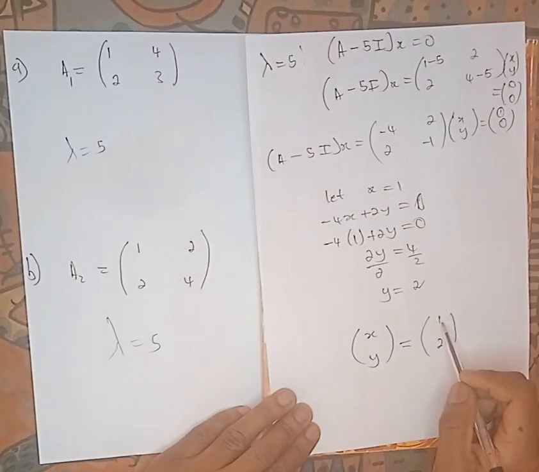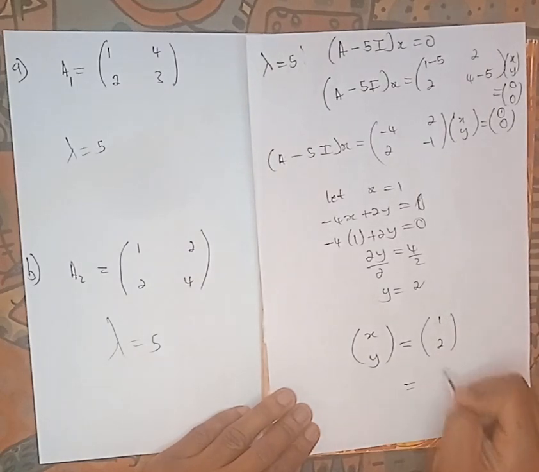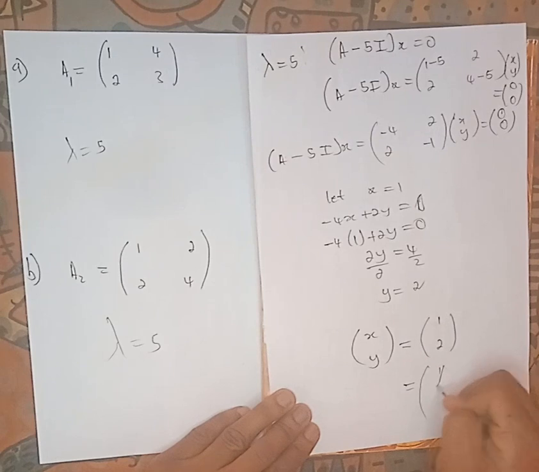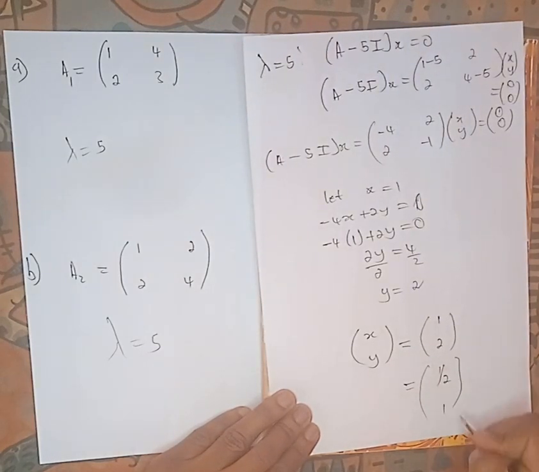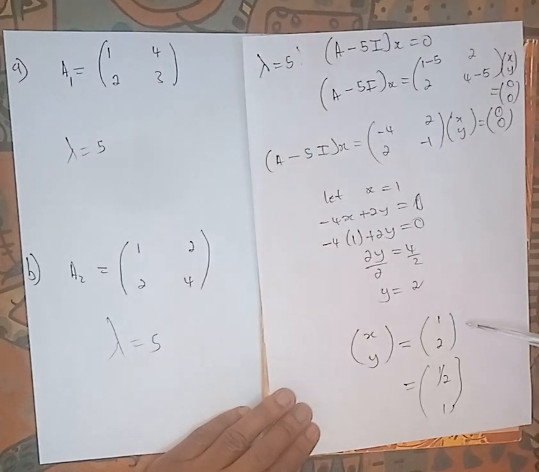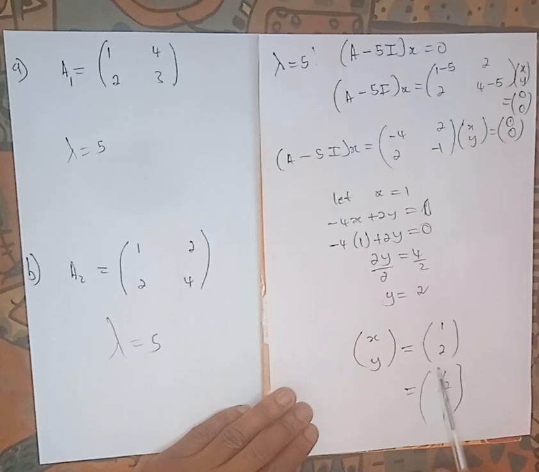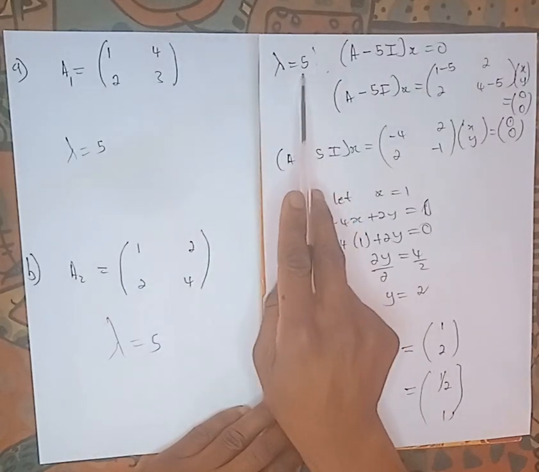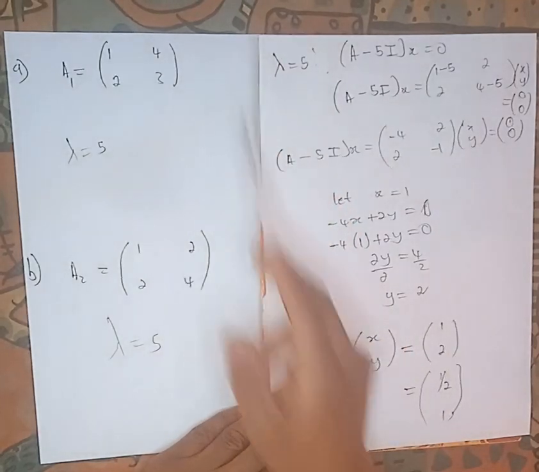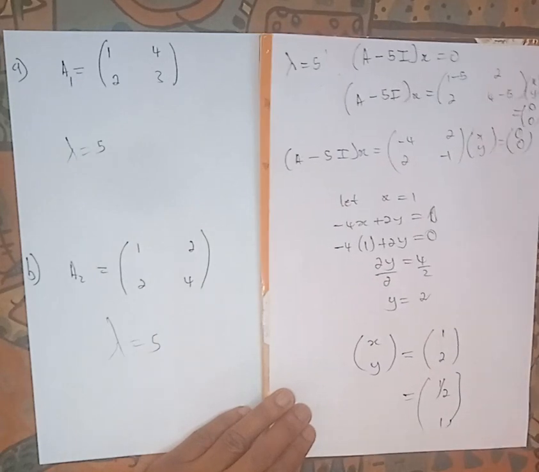If I multiply this one by 1 over 2, I'm going to be having 1 over 2, and if I multiply this by 1 over 2, it's going to be 1. So if a person wrote these vectors like this or this way, they are all correct. When our eigenvalue equals to 5, this is our eigenvector.